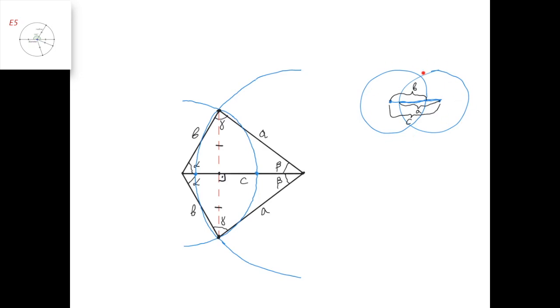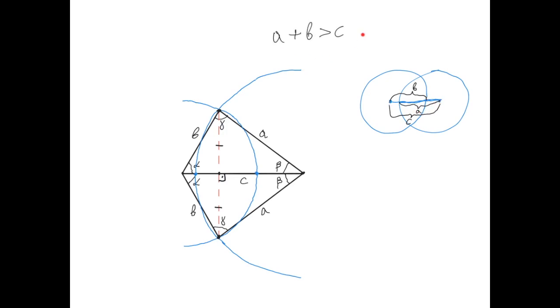We have two circles, one with radius A and another with radius B, that intersect at 2 points, and the distance between the centers of the circles is C. Since this length here is B and this length here is A, then A plus B covers the whole segment C and even more. And so A plus B must be strictly greater than C. This here is called the triangle inequality. It's true for any triangle that the sum of any two sides is greater than the third side.